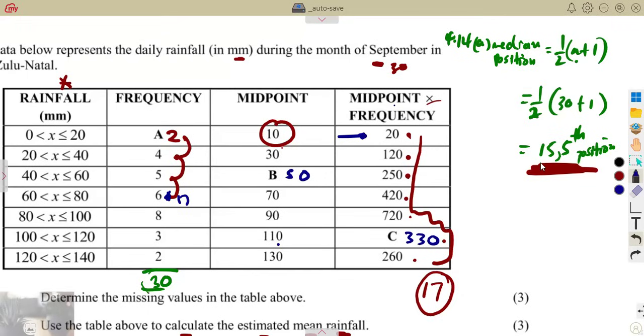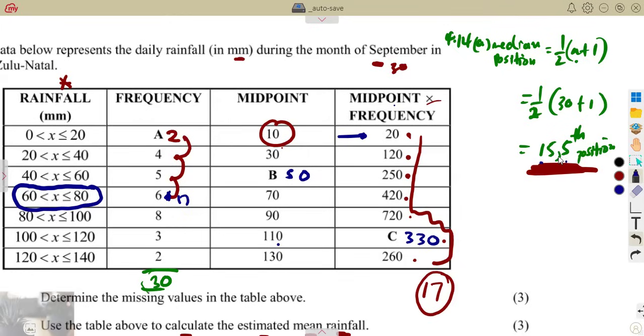Meaning to say the 15.5 is found in, guys, this is an interval. It's not a point where you say the median is 2. No. You cannot say the median is 2. It's an interval that we are talking about, from here to here, within this interval.